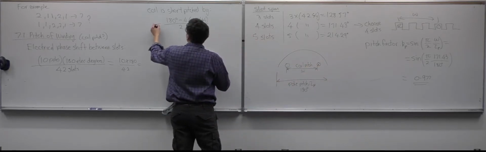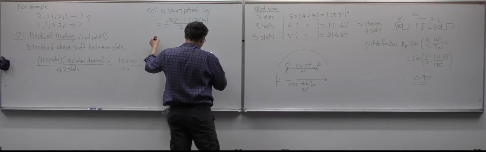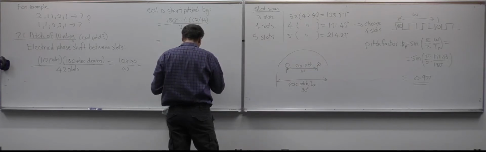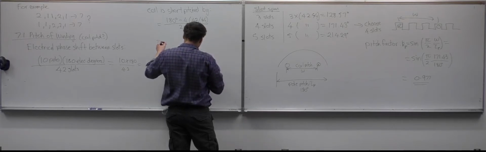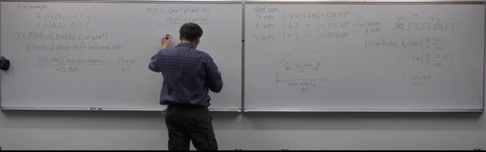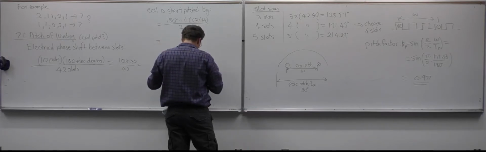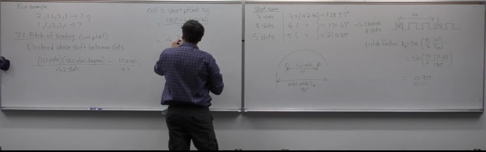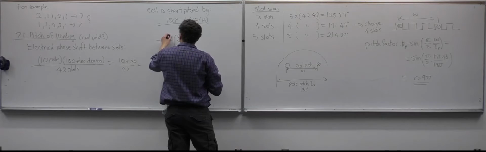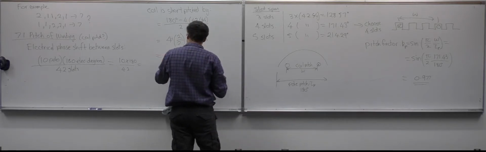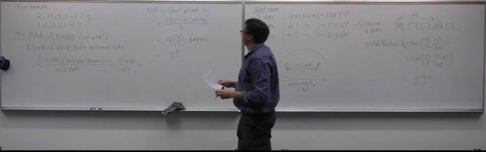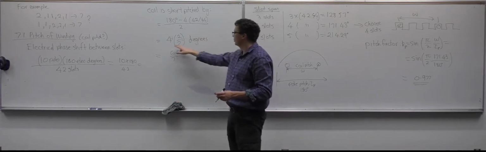So it's equal to, is that right? Equal to, right, 4 2/7 degrees. Yeah, that makes sense. Degrees, which is equal to 60/7. So it's short pitched by just over 4 degrees.